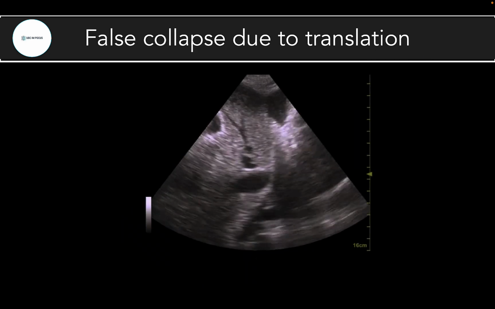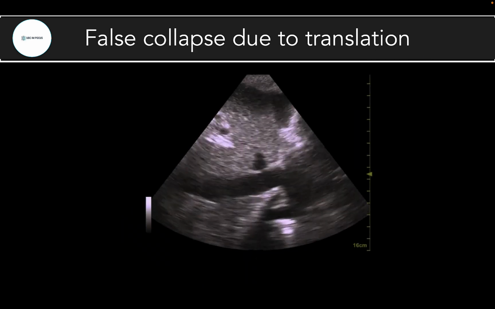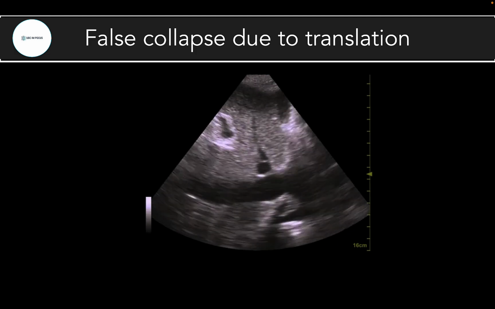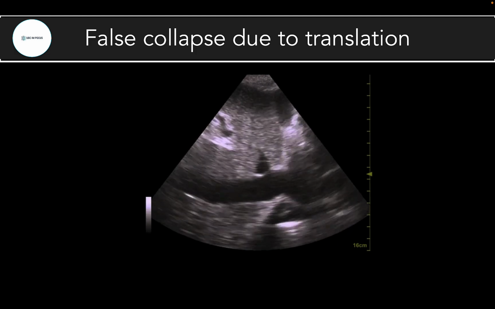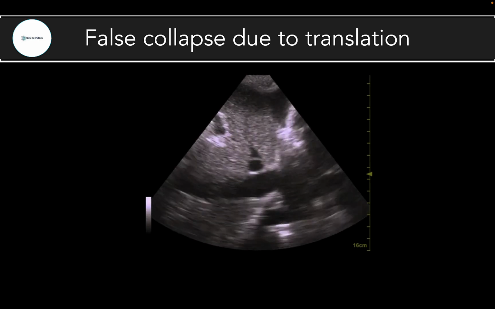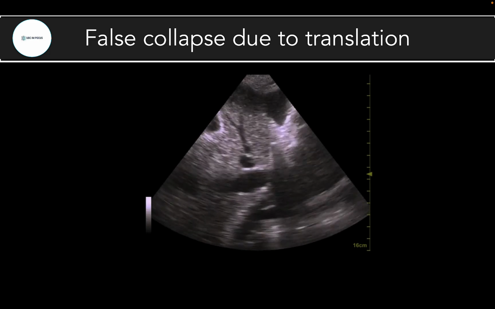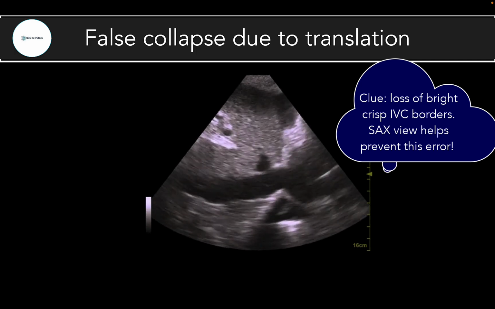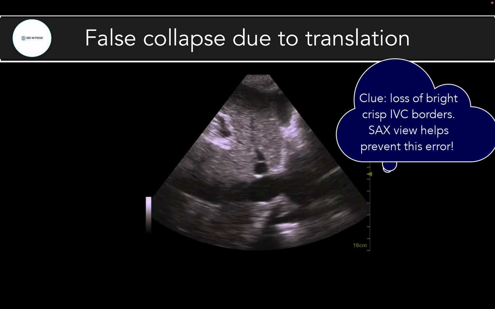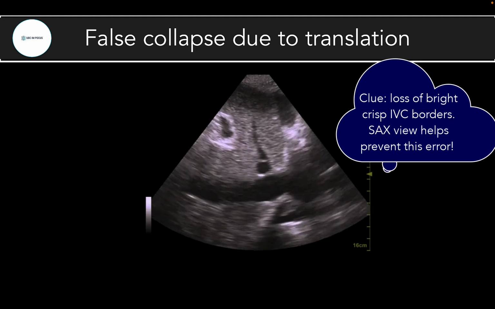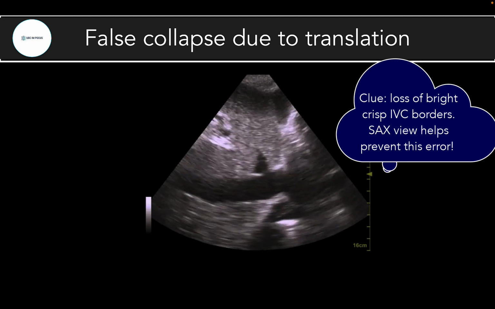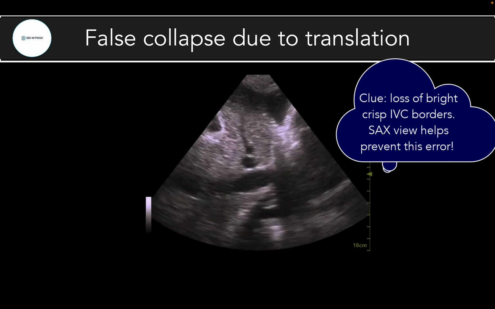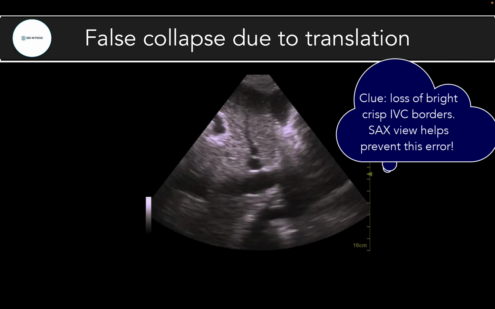Another really common pitfall is false collapse. So in a long axis view, we can sometimes think that we're seeing the IVC collapse with inspiration, when really it's just translating laterally or moving out of our plane of view with respiration. And one clue that this may be occurring is that you're losing your nice crisp IVC borders, as we see here. So a great check for this again is to scan the IVC in short axis, as this will let us know if the IVC is truly changing with respiration or simply moving laterally.